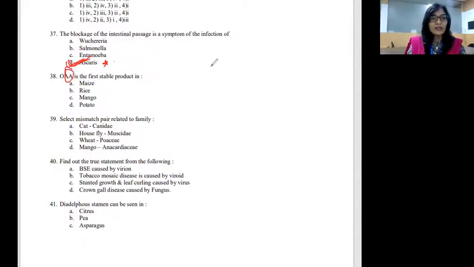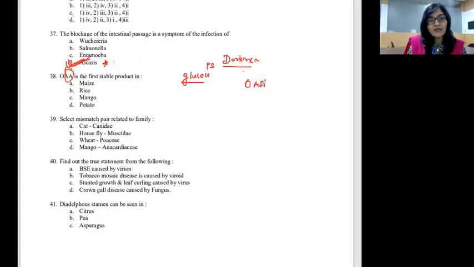Oxaloacetic acid, very important. Oxaloacetic acid is the first carbon compound which is formed, which is fixed actually. So what are they talking about? They're talking about glucose production, which means they're talking about photosynthesis. In photosynthesis, they're talking about the dark reaction. In the dark reaction, they're talking about oxaloacetic acid.